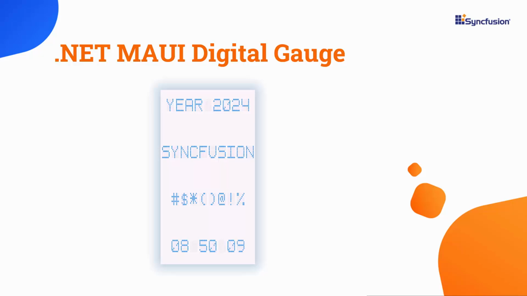The Syncfusion .NET MAUI Digital Gauge Control is a tool that displays alphanumeric and special characters in a sleek digital format. It is ideal for dashboards, real-time monitoring systems, and data visualization.